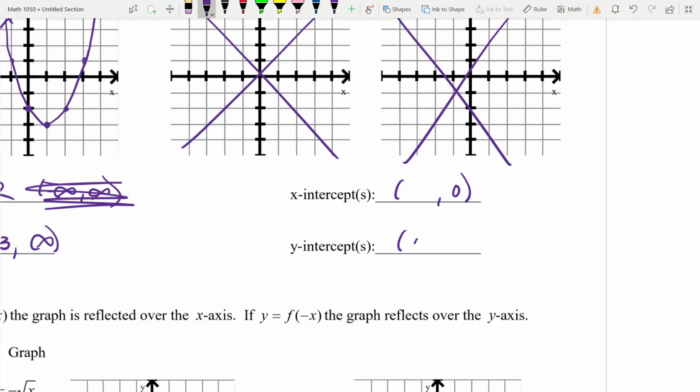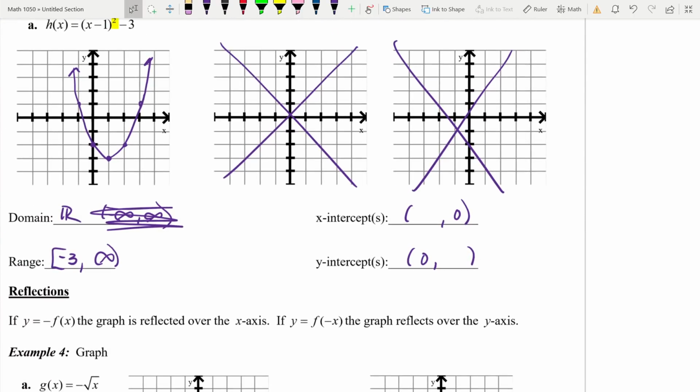X-intercept and y-intercept, you have to write those as ordered pairs. So the x-intercept is found by letting y be 0, the y-intercept is found by letting x be 0. Look at your graph. The y-intercept, you can see is (0, -2). So I'm just going to fill that in and I'm done.